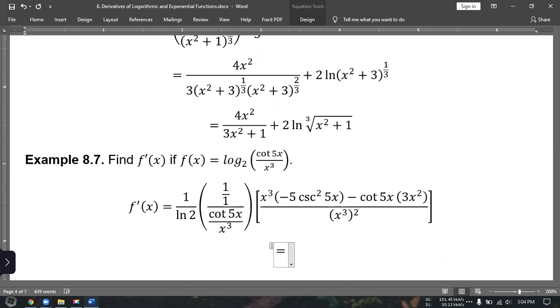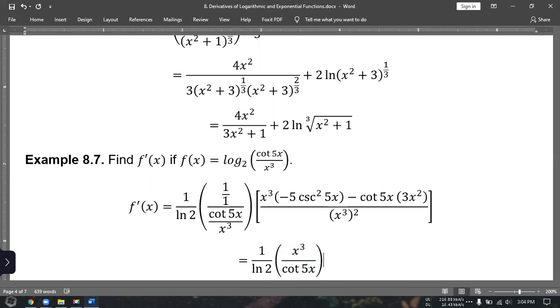Now, 1 over natural logarithm of 2. Here, x cubed over tangent x. 1 over cotangent 5x over x cubed is x cubed over cotangent 5x. Should be 5x. Okay, then let's simplify the third factor.